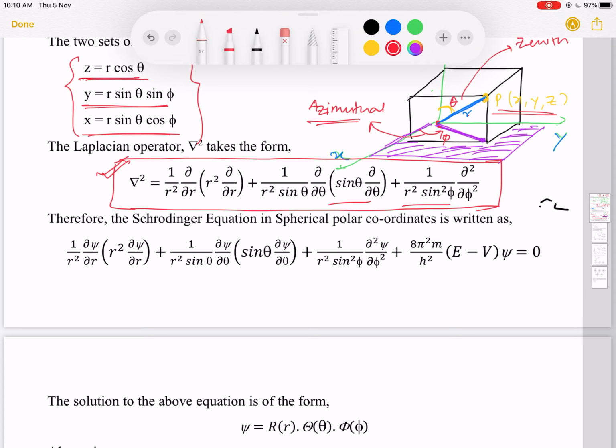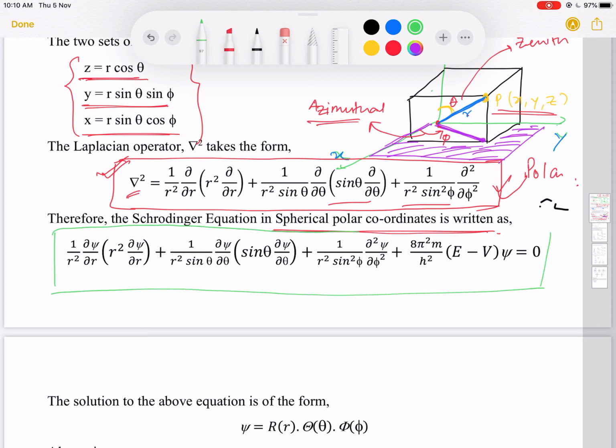So just memorize this Laplacian. If you write it 2-3 times, I think you will memorize it. This is the Laplacian operator del square, and it takes this form in polar coordinates. If we use this Laplacian operator in the Schrödinger equation, then the Schrödinger equation takes this form.